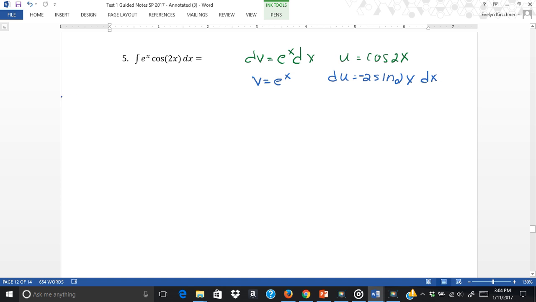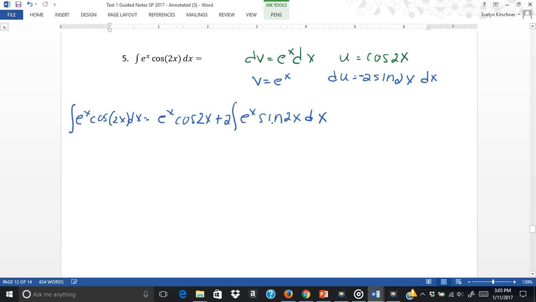So now I have my original. I'm going to write this because you'll see why. The integral of e to the x cosine 2x dx equals uv, so e to the x cosine 2x, minus the integral of v du. So there's actually a plus here, 2, and I have the integral of e to the x sine 2x dx. So what I need to do now is integrate by parts again.